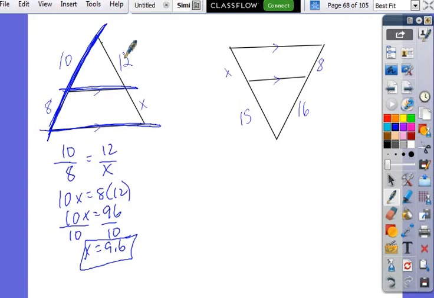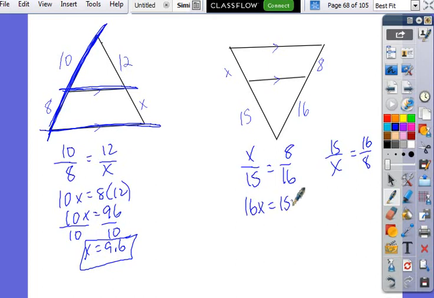All right, give me the fraction for this one. X over 15. All right, if I choose x over 15, then I've got to do 8 over 16. Somebody give me a different fraction that would work. 16 over 8. All right, if I do 15 over x, that would be 16 over 8. Either one will work. Just make sure you go in the same order both times. So 16 times x, 15 times 8. That's my 120. X divided by 120 is 7.5.